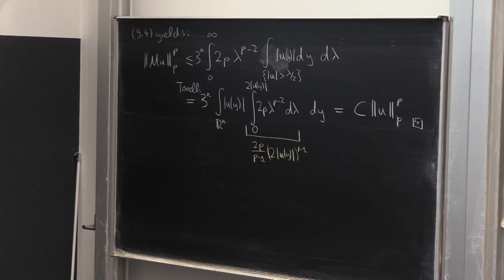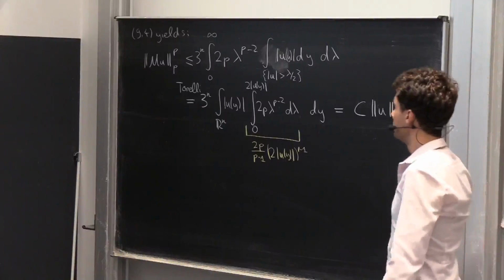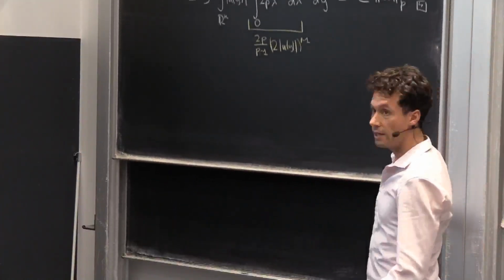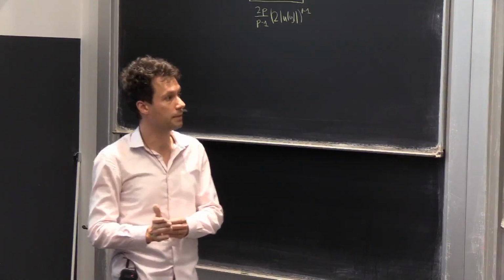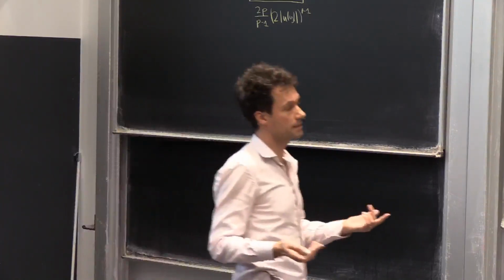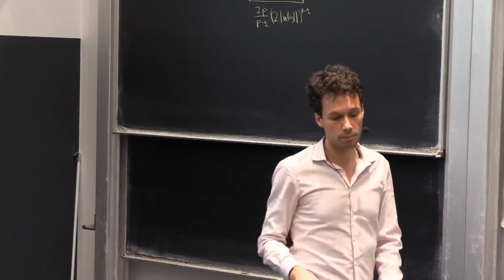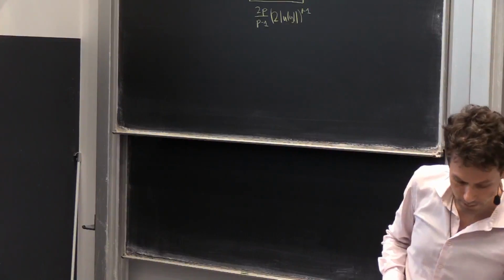Do you have questions? No. Okay, so we have the bound for the maximal operator on L^p for every p except for 1, and for p equal to 1 we have the weak type bound.